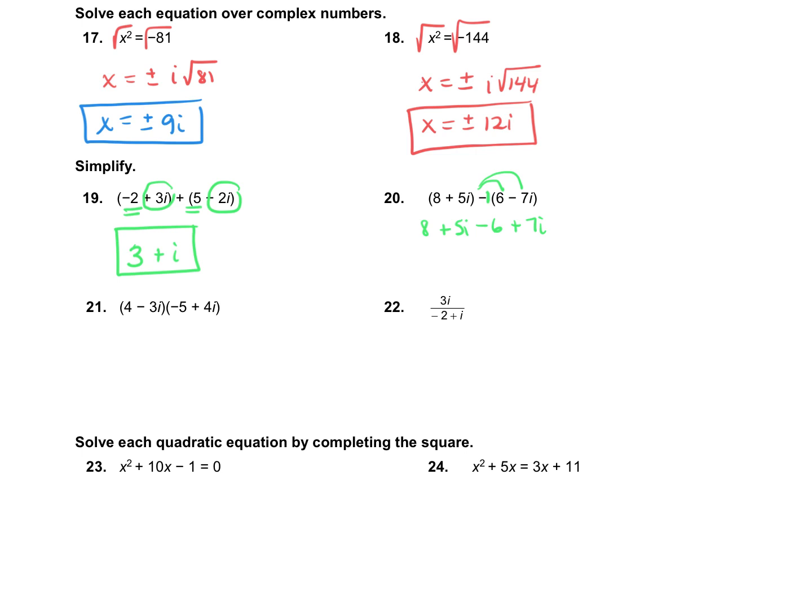And now we can just look for our like parts. We have an 8 minus 6, which is positive 2. And then, 5i plus 7i is a positive 12i.